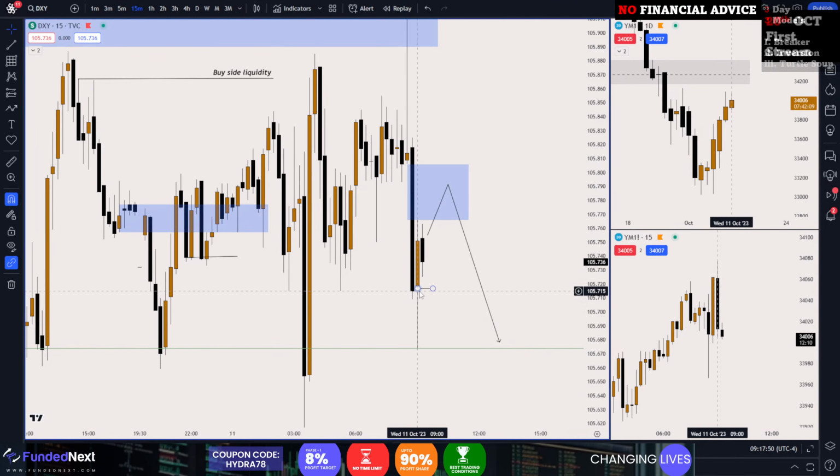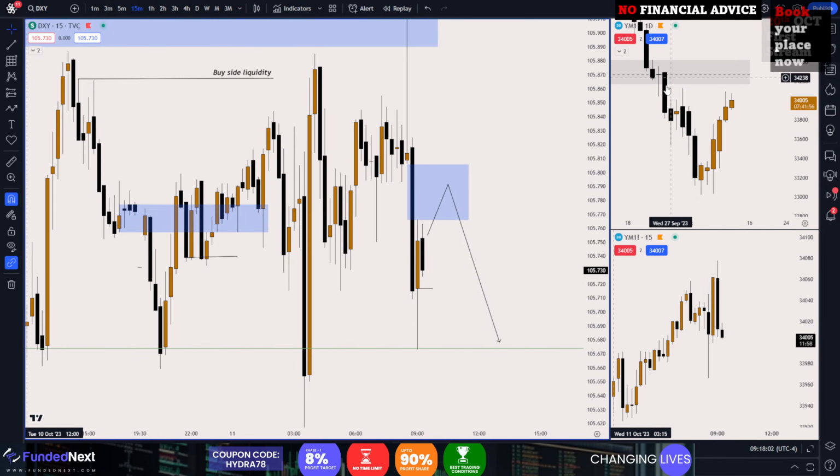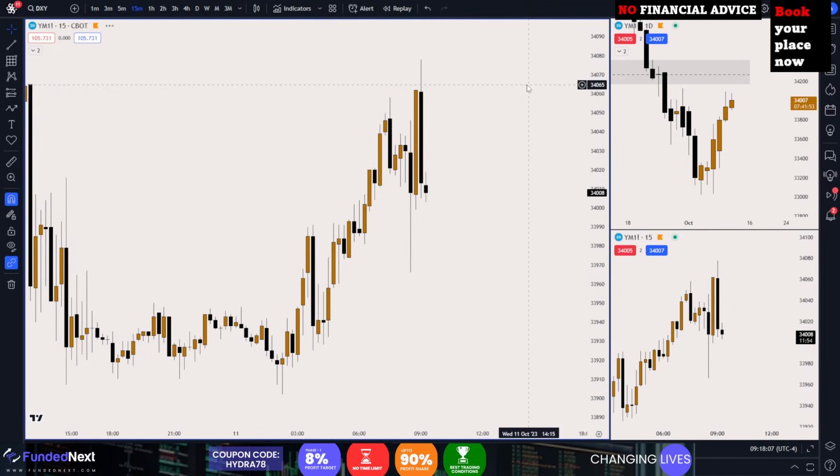So what I would like to see is price stopping here, then retracing towards buy side liquidity at 9:30, hitting it and going down. If that's what's happening, at 9:30 price delivering towards sell side on dollar, then we can expect to see Dow delivering towards buy side.